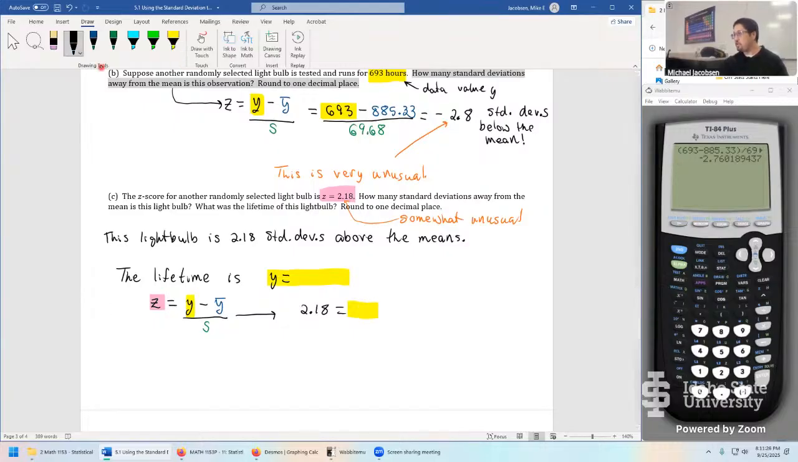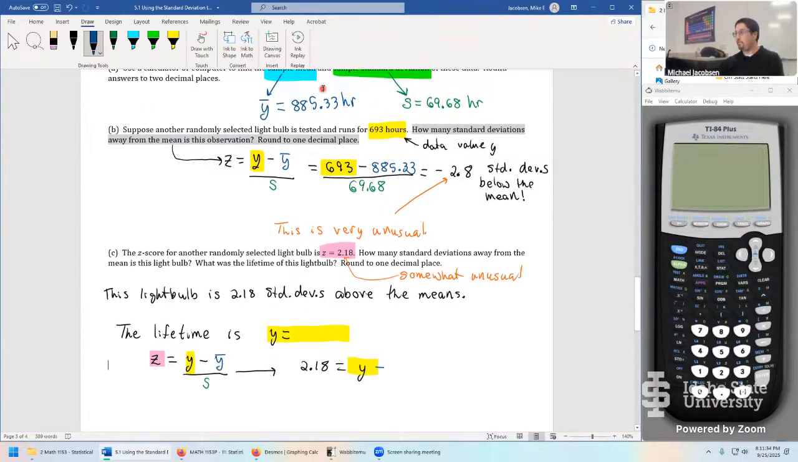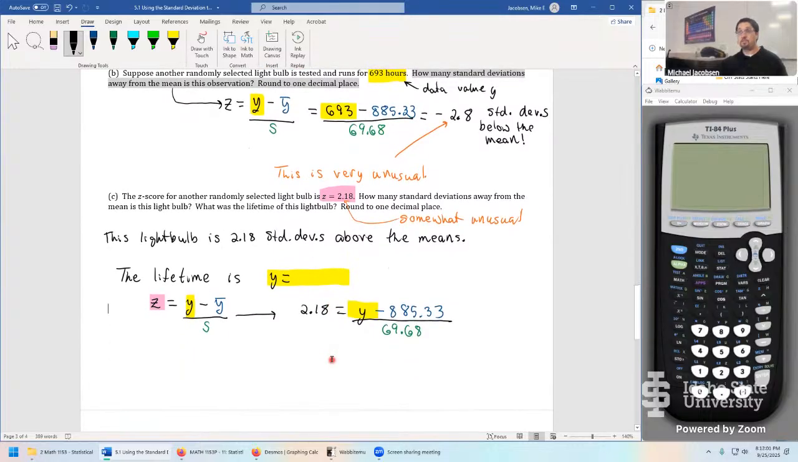We'll put y into this position, minus y bar is right there, but you know, with the weird game of telephone, I could have copied it wrong. It's good to see the original data. 885.33 divided by. Next thing to jump through is wherever s was, find it on paper, put it in the denominator. 69.68. My fraction bar looks a little crazy. Let me fix that there. So this is how it would come together.